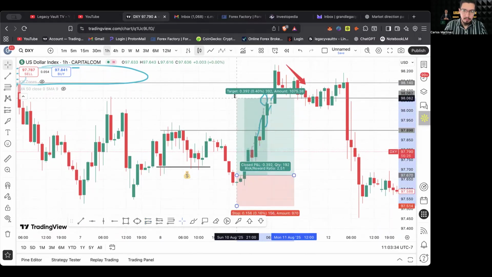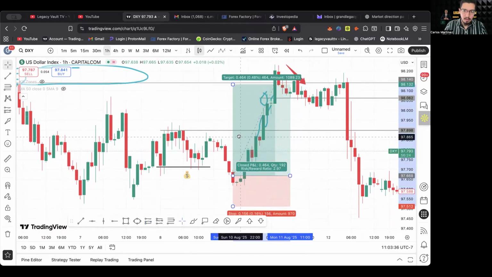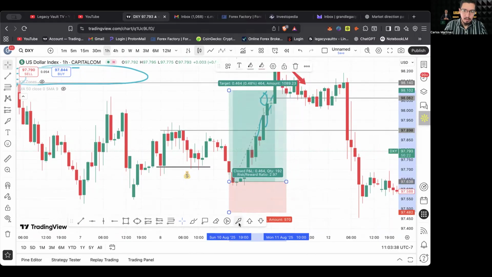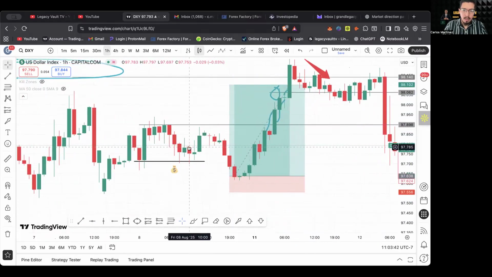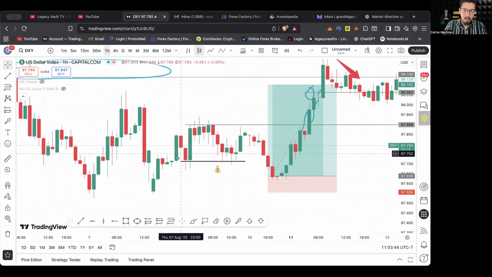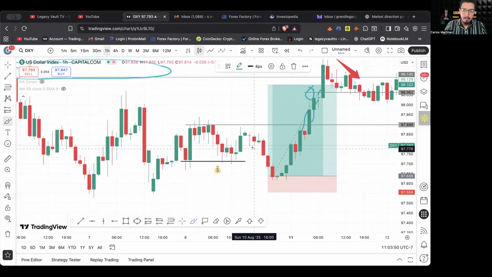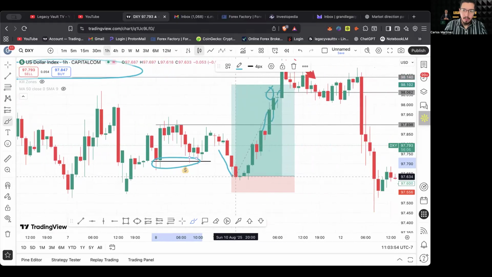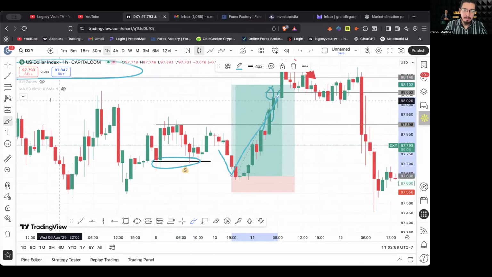Buyers came in. Liquidated these buyers. It was consolidating. It was liquidity buildup. Push price down to liquidate these buyers for the continuation to the upside.